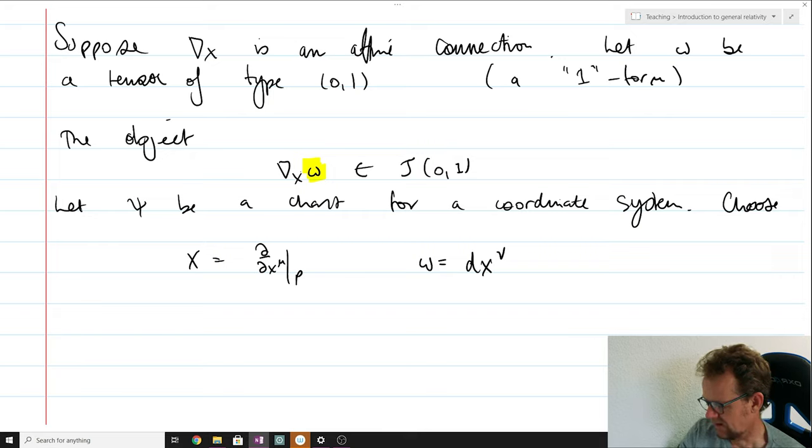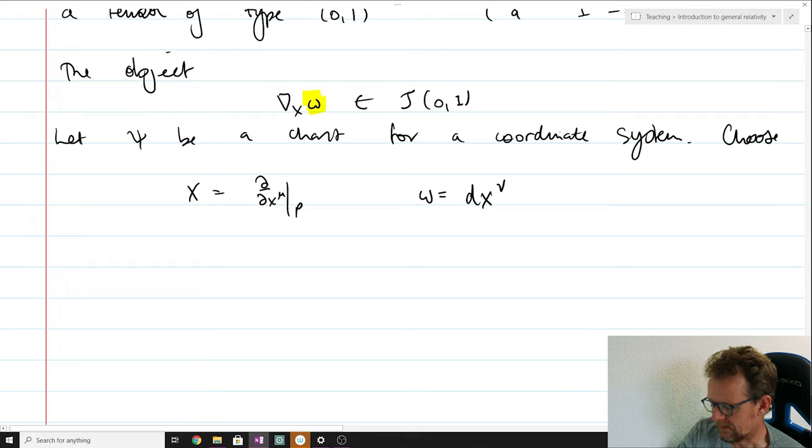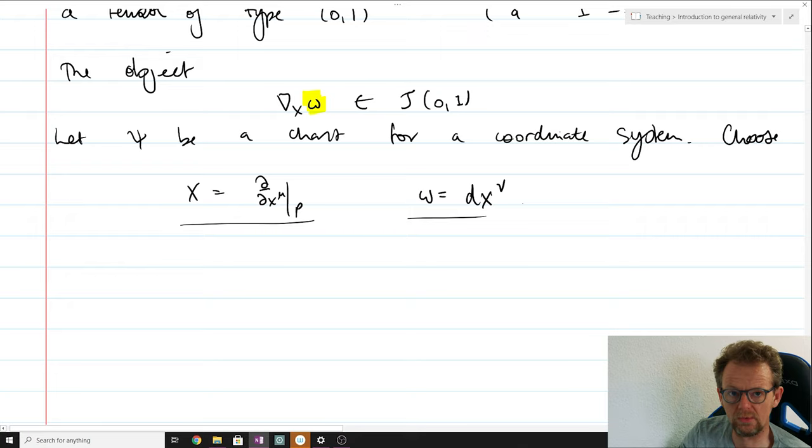Now we know that once we've applied the derivative operator to a one form, we get another one form back, and it transforms as a one form according to the tensor transformation law. We're now just going to make a choice for these two elements here. We're going to make a choice for the vector x being one of the coordinate basis elements, and we're going to make a choice for this one form as one of the dual coordinate basis vectors.